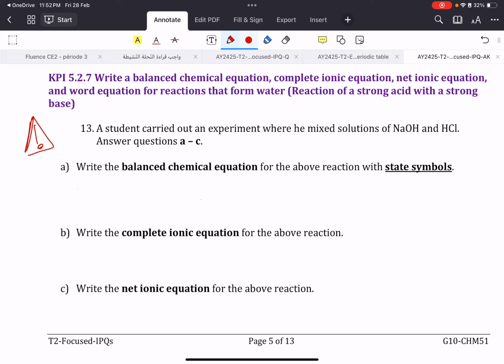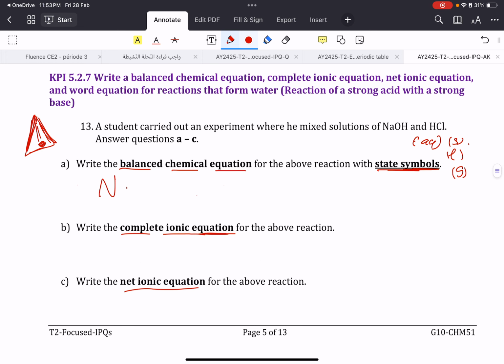Please focus a lot on these kinds of questions. Write the balanced chemical equation with the state symbols, and you have to indicate the aq and the solid or liquid or gas in it. And then you have to write the complete ionic equation and then the net ionic equation. Whenever they give you questions like this, I advise you to start with the balanced chemical equation and to replace the places of the ions.